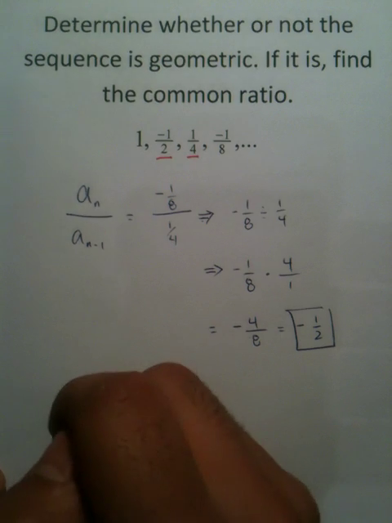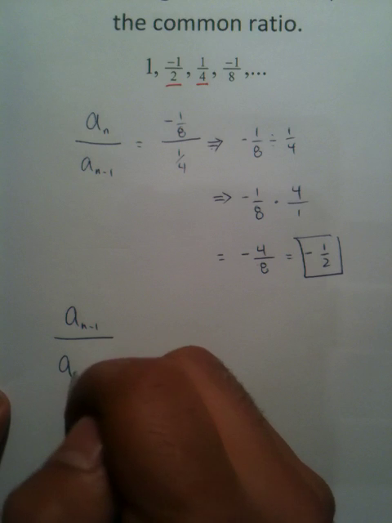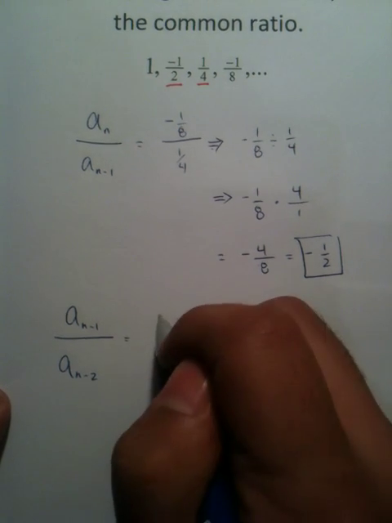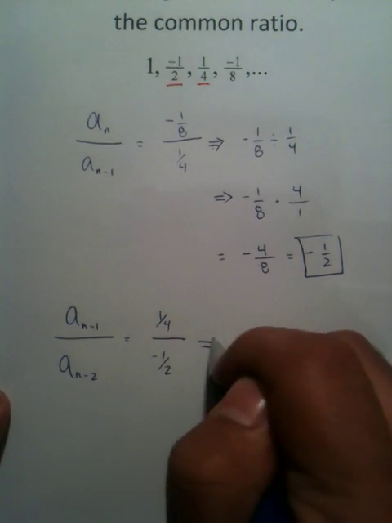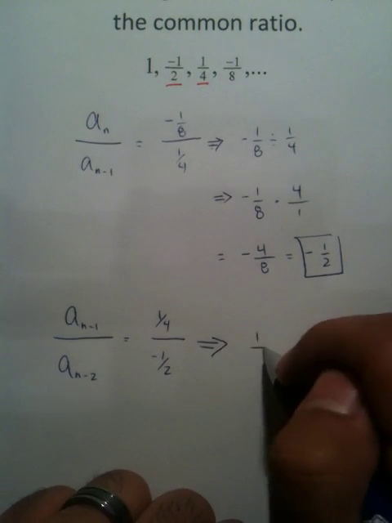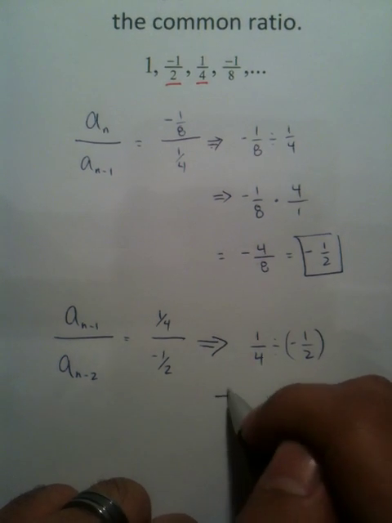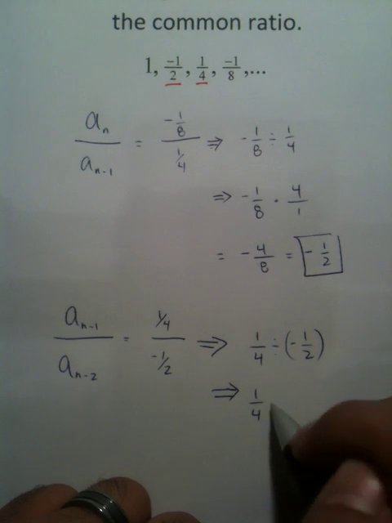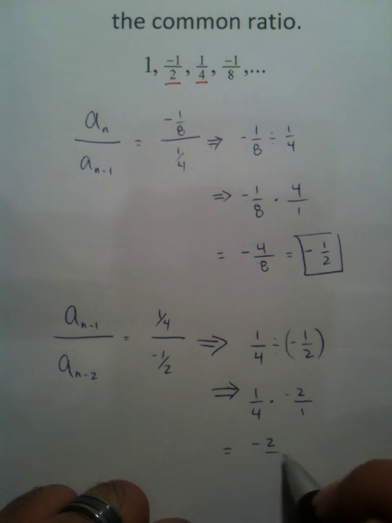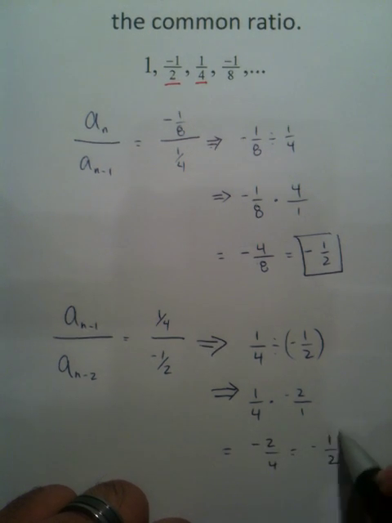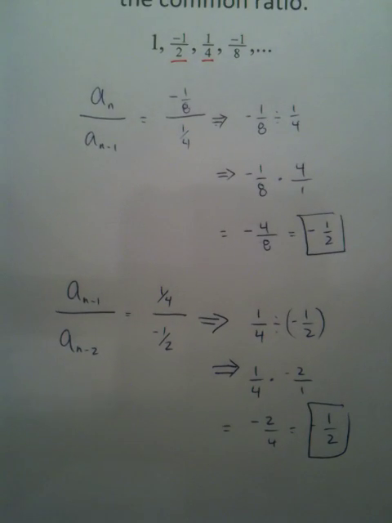So you take a sub n minus 1, and you divide that by a sub n minus 2, which will get us 1/4 divided by negative 1/2. And again, we're going to rewrite this. So now that it looks like 1/4 divided by negative 1/2, we'll reciprocate this. So we got 1/4 times negative 2 over 1, which then equals negative 2 over 4, which is the same as negative 1/2. Okay, now because they're identical, you now can determine that you have a common ratio.